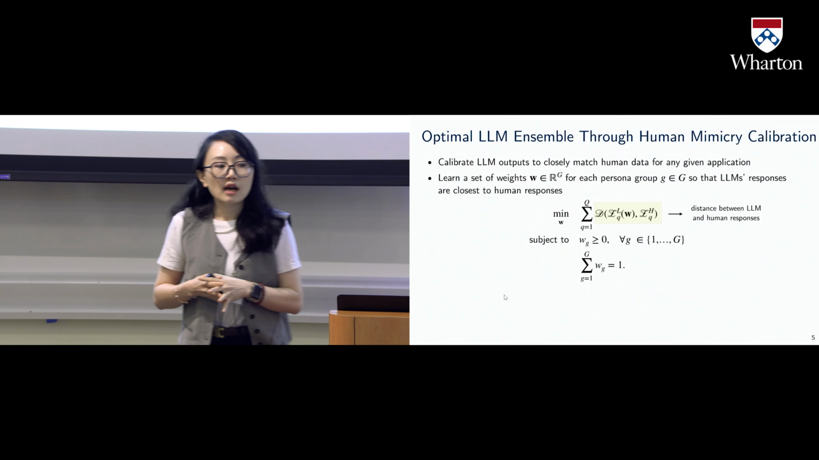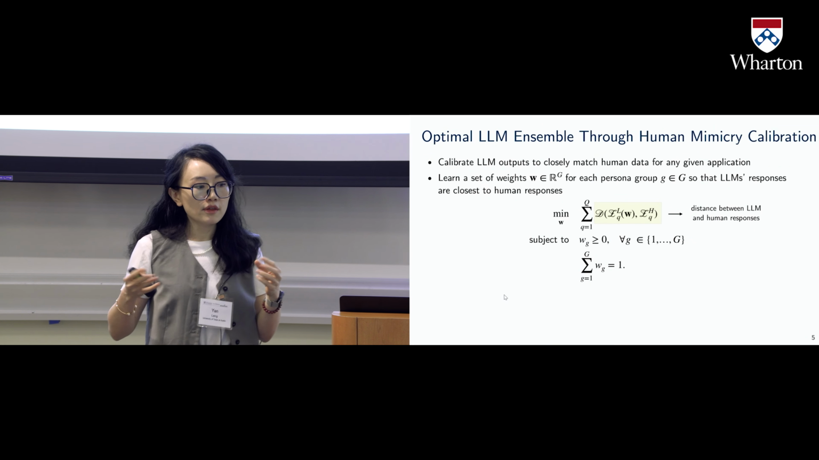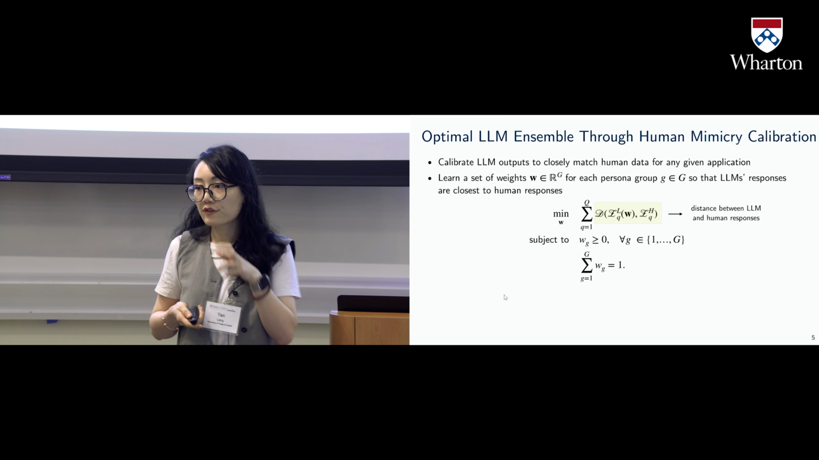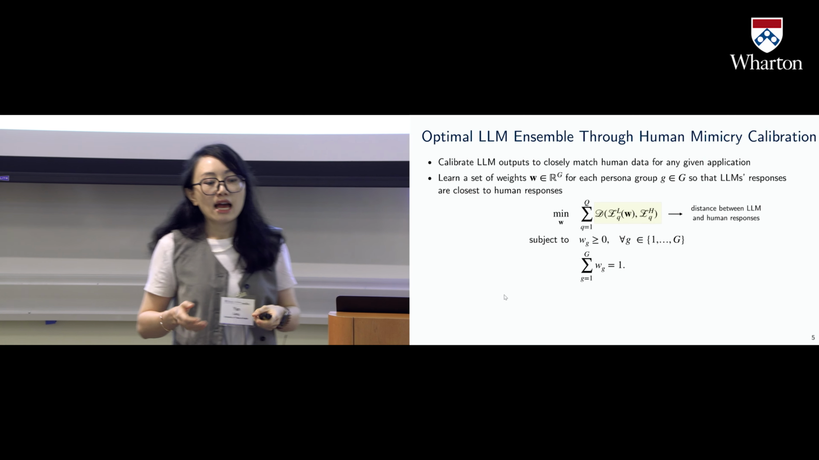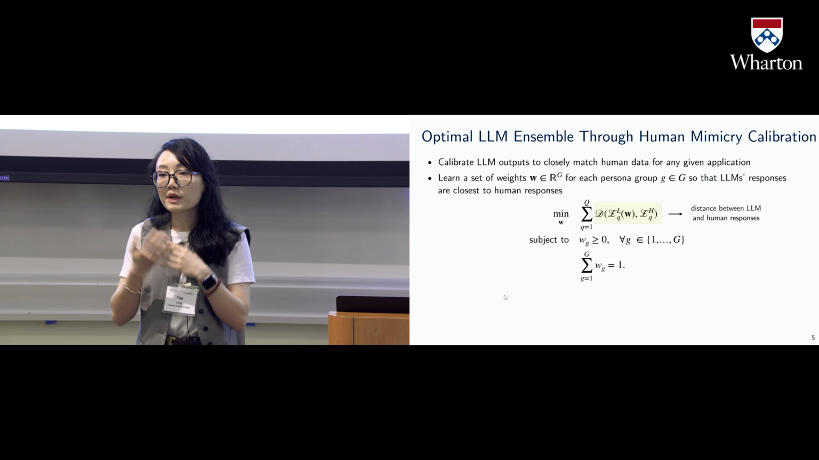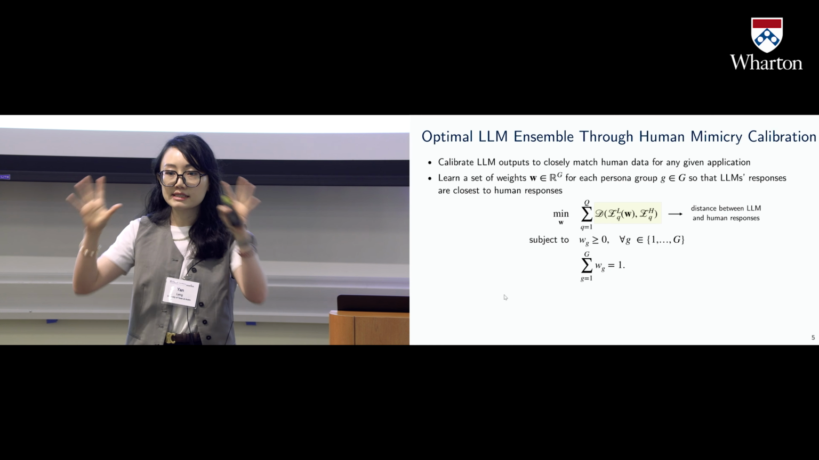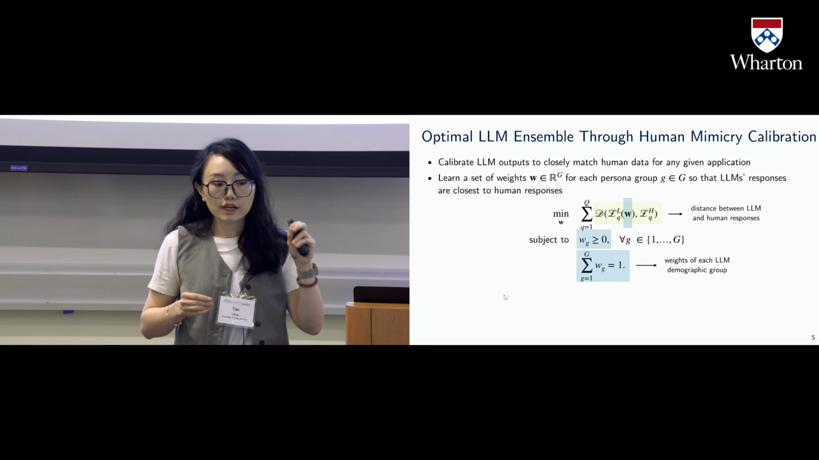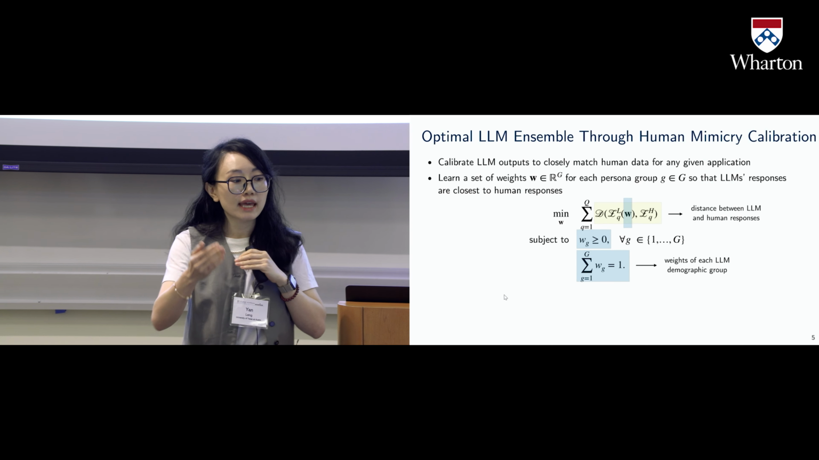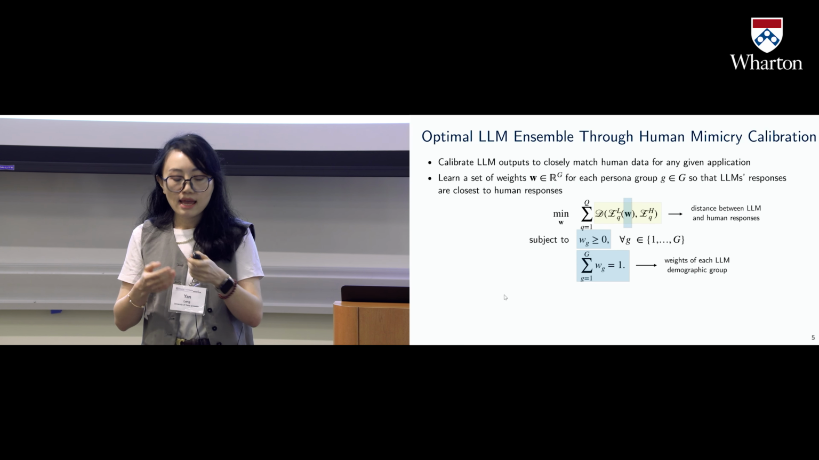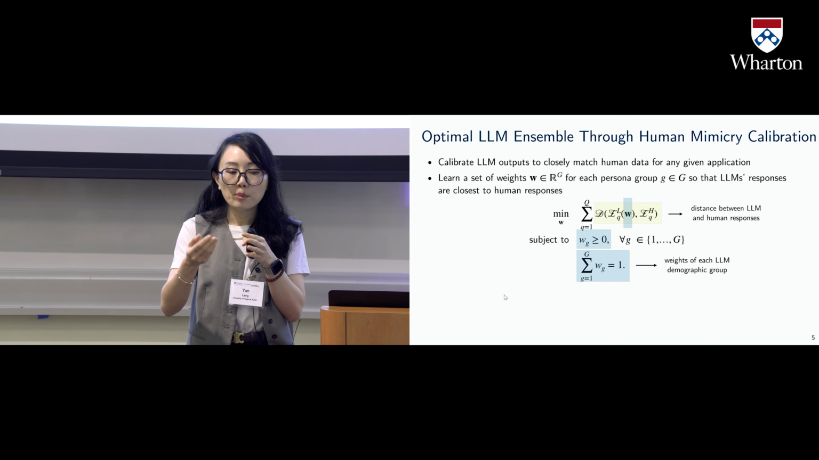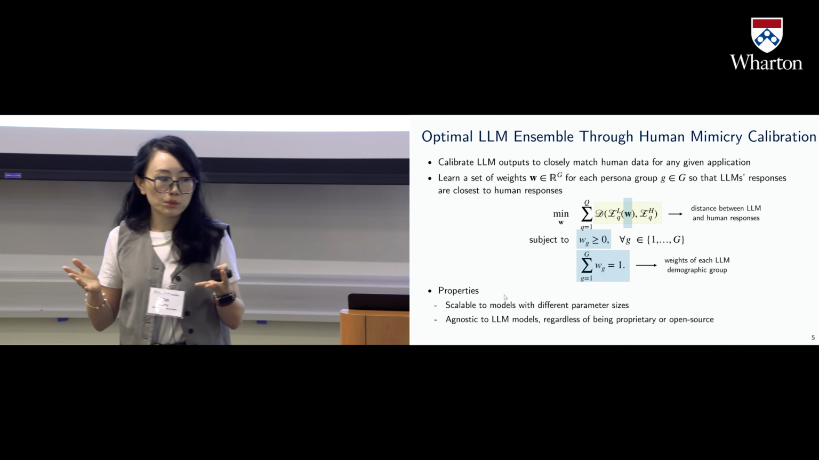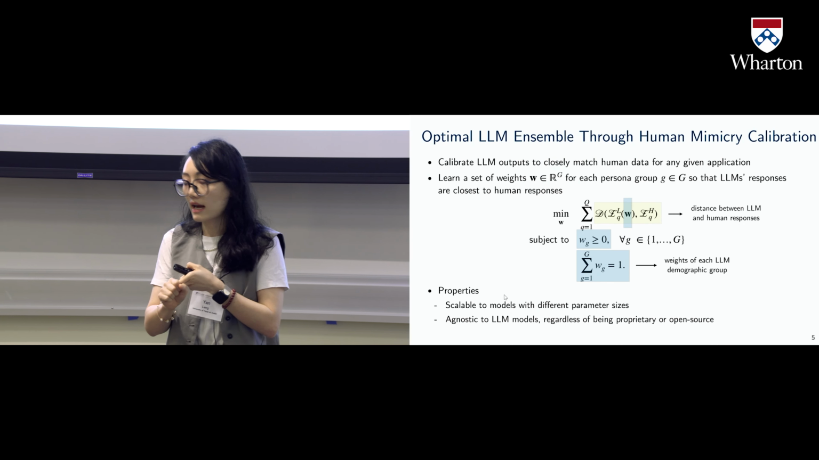So in terms of method, we have an optimization method where we want to calibrate LLM output to closely match human data for any given application of interest. Basically, we want to minimize the distance between LLM and human responses for a set of questions. The solution to our optimization is to learn weights for each LLM demographic group so that we can minimize the distance between the two. Because we work on top of the output directly provided by the LLM, our model has the good properties that we want: it is scalable and it's also model agnostic.